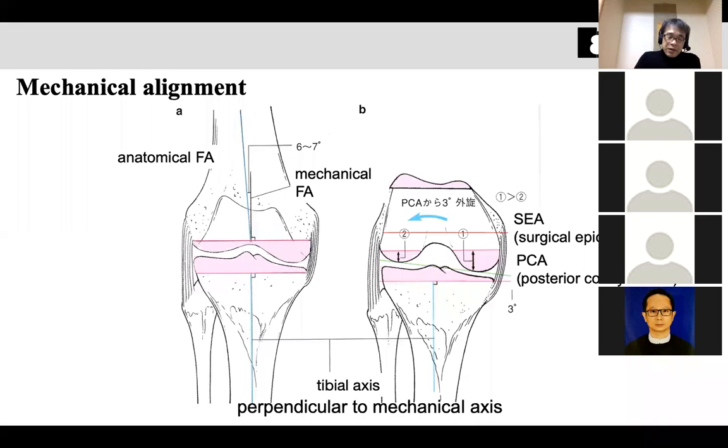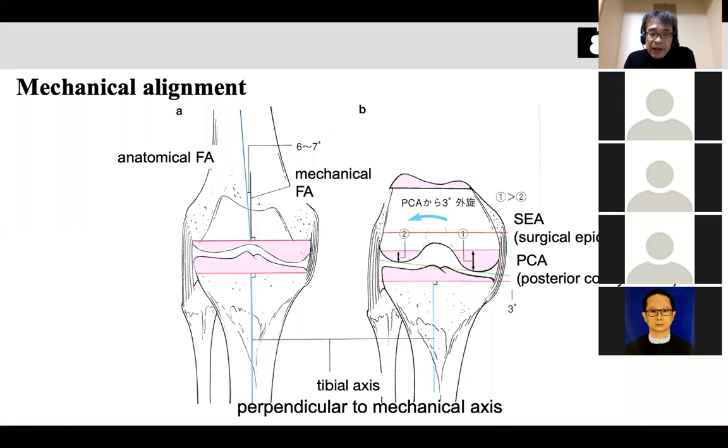This is very interesting. The joint line slants medially approximately 3 degrees, so the bone cutting line should make a 3 degree angle against the joint line. The joint line is virtually the same as the PCA, the posterior condylar axis. So we can know the precise bone cutting alignment in flexion.